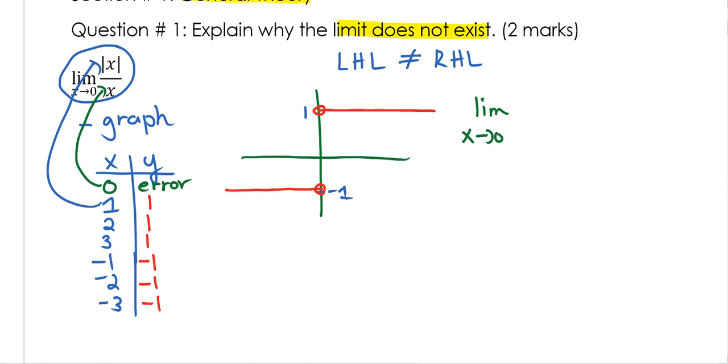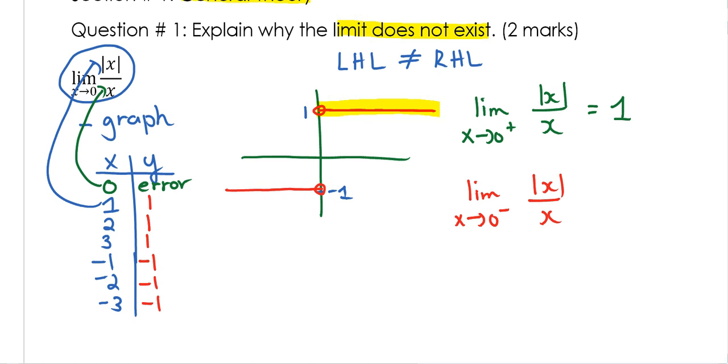So x approaches 0 from the right of absolute value of x divided by x. When you're approaching 0 from the right hand side, you are approaching a height of 1. So this equals 1. And if you're approaching from the left hand side of 0 on the graph, clearly you're approaching a height of -1. So clearly the left-hand limit and the right-hand limit don't equal. Just finish this off by saying that the left-hand limit does not equal the right-hand limit.